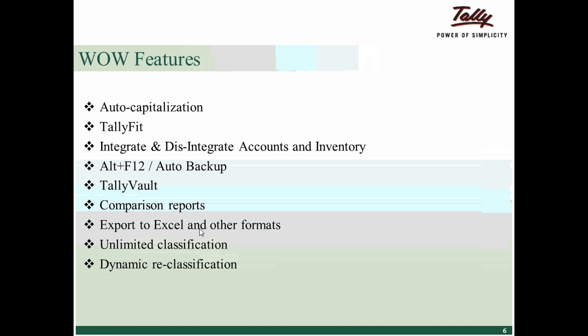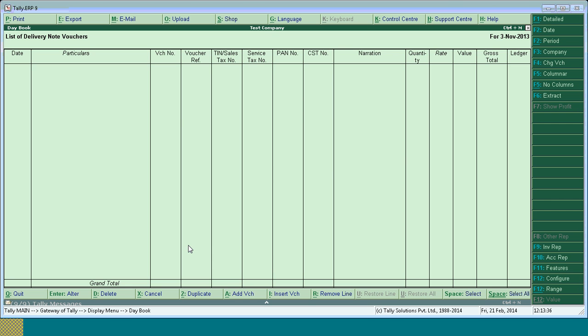For other formats, we have PDF, JPEG, XML, Excel; these are the other formats which we have. So next is unlimited classification.